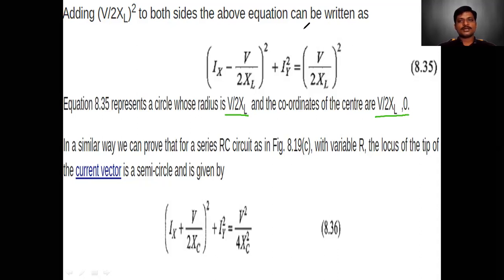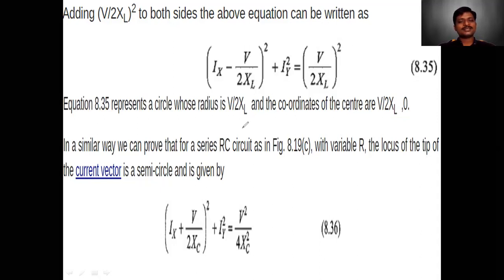Okay, so now in a similar fashion, what we have done is we have taken an RL circuit and changed the resistance value and fixed the inductance value so that we can trace a semicircle along the locus.